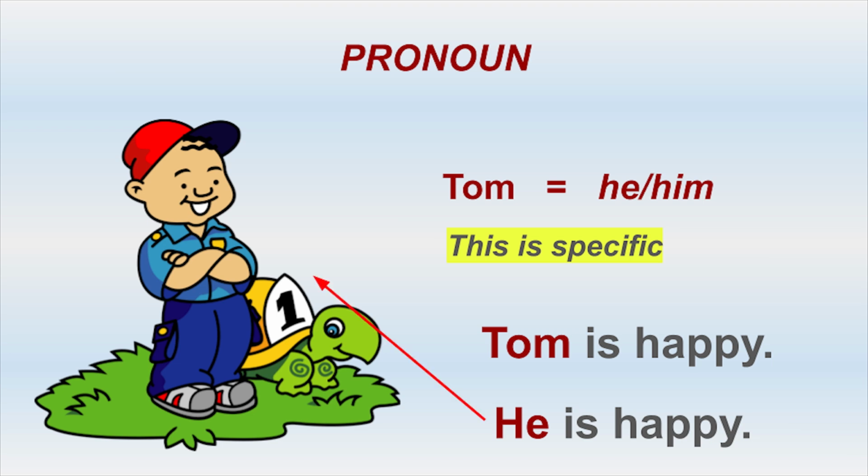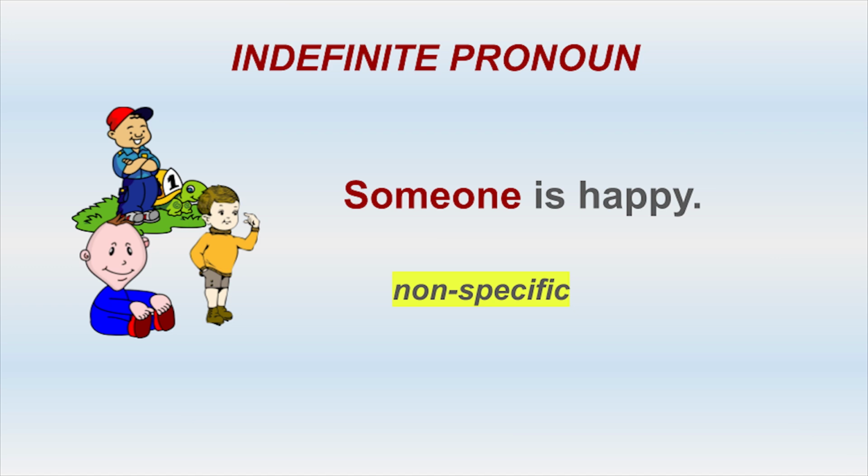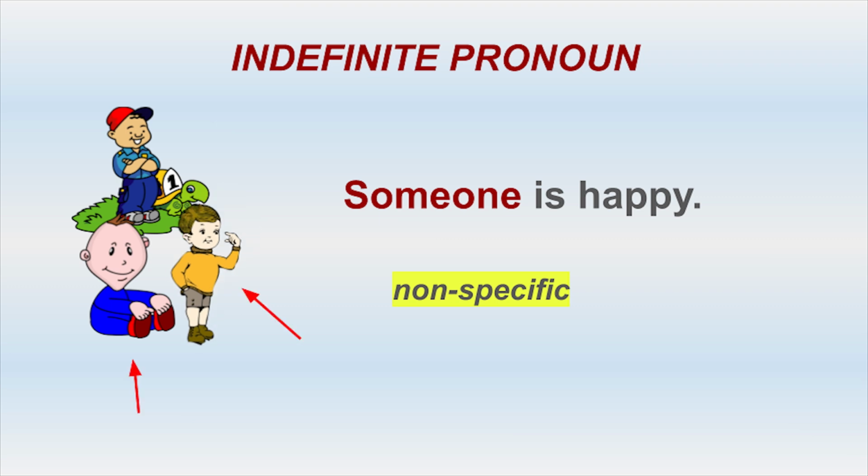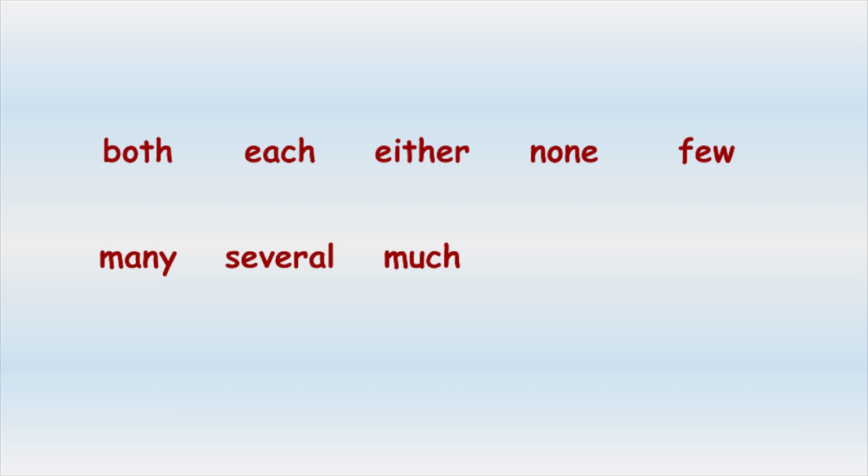The indefinite pronoun is non-specific. We don't know for sure who or what the writer or speaker is talking about. Someone is happy. We do not know which of the boys is happy, but we know that one of the boys is happy. It could be this boy, or that boy. There are many indefinite pronouns such as both, each, either, none, few, many, several, much, others, and more.